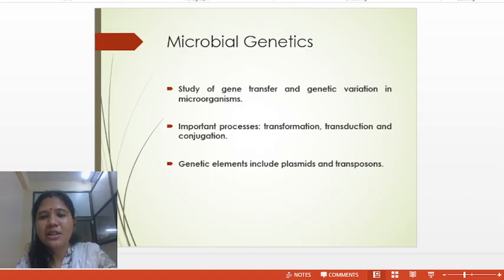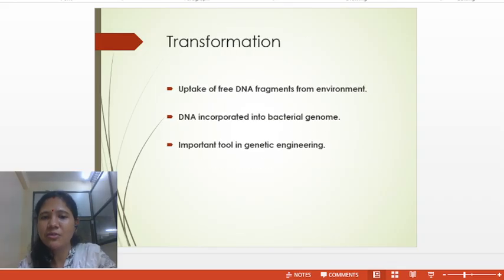Microbial genetics. Here it will include 3 different processes of microbial genetics. The microbes are involved in the transfer of genetic material, and here they are transformation, transduction and conjugation. These are the 3 basic genetic transfer methods available. Genetic elements include plasmids and transposons, which we also have to study in microbial genetics.